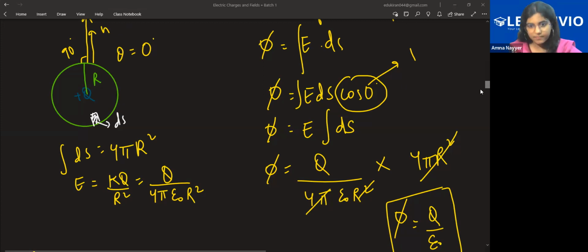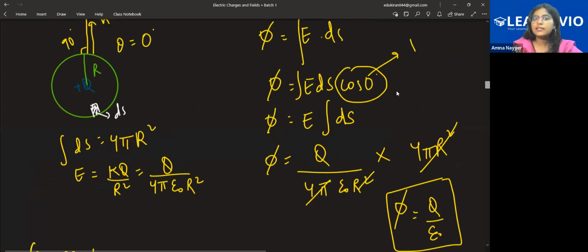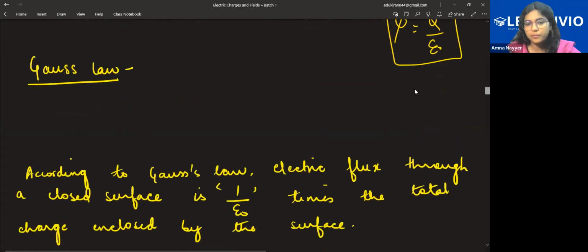Yes, ma'am. All right. So in the last class, we had started and stopped at this point. This was where we had derived the electric flux for a sphere, right? So we could conclude that phi is equal to q by epsilon naught. Now, class, from here only, I'll continue this theorem, which is known as Gauss theorem.